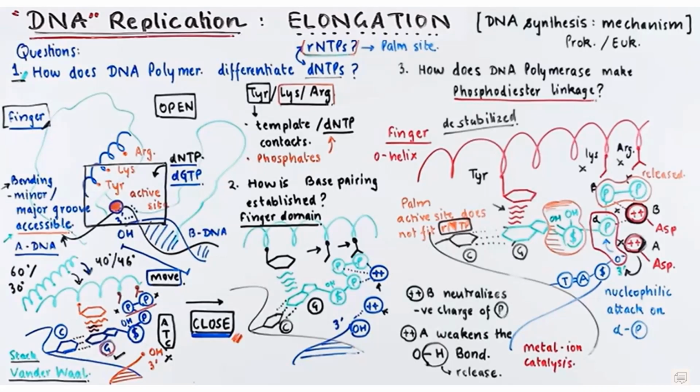The accessibility is initiated by these three amino acids in the finger helix, where tyrosine plays an important role in contacting the DNA and dNTPs. And lysine and arginine mainly contact the dNTPs. This bending and accessibility makes the polymerase accept a new dNTP, which can be sampled, and if it is the correct one, the polymerase will use it.